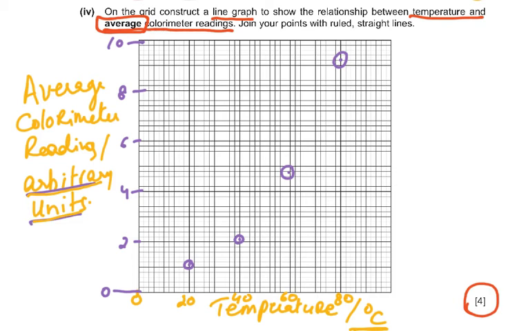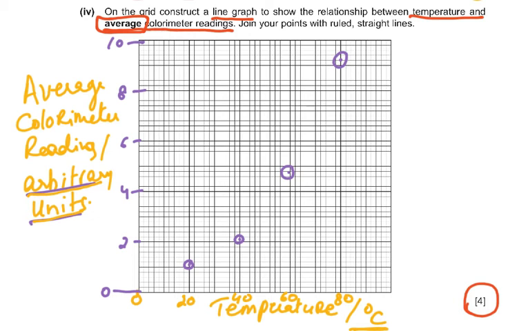Then choosing the scale gets you the second mark, so that you use the entire grid, nearly the entire grid. I couldn't get the 80 up to here. I could have broken the scale and started 20 here, but I didn't feel I could really manage that. And then I plotted it. That's 1 mark. And then joining it point to point.